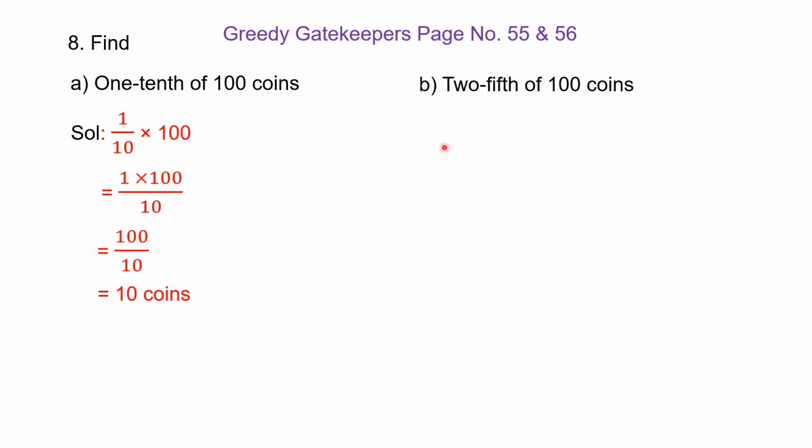Let us see the next problem. 2/5 of 100 coins. 2 by 5 multiplied by 100. 2 into 100 divided by 5. 2 into 100, 200 divided by 5. We know that 5 fours are 20. So 5 40s are 200. 40 coins.